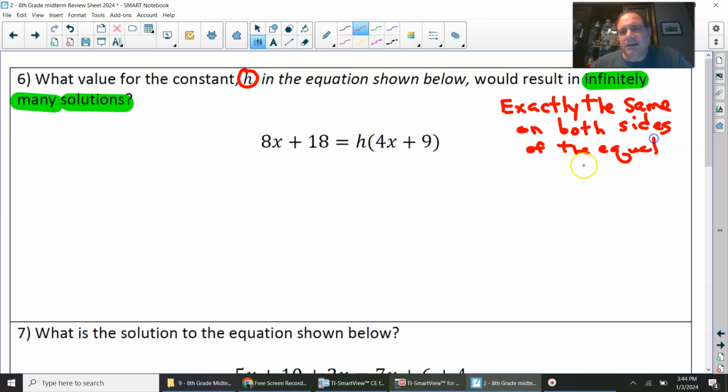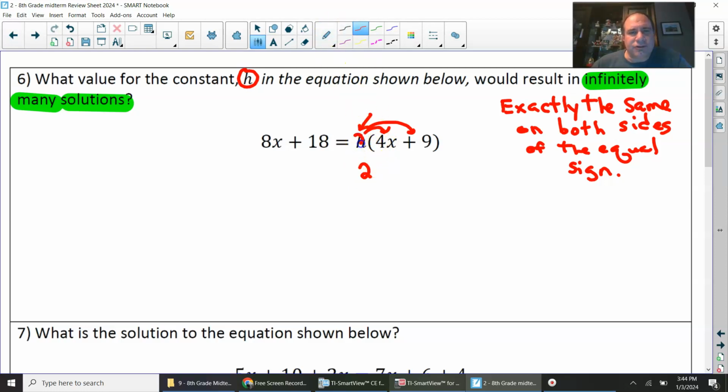So this will be a multiple choice. We're talking about 8x plus 18. What number can we put in here for h that when you multiply it would be 8x, and then when you multiply it would be 18? So what times 4 would be 8? Obviously 2. 2 times 4 would be 8.